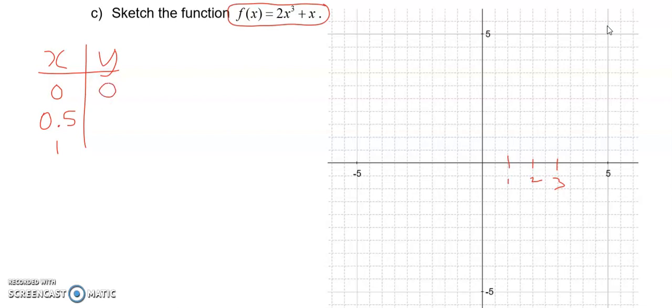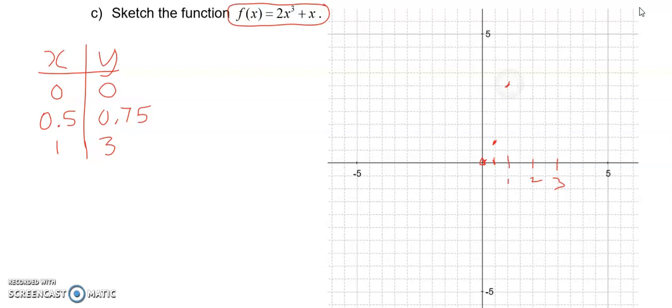If you plug in 0.5 for x, I've already got the calculations done, but you can type them into your calculator. You're going to get back 0.75. And if you plug in a 1, you're going to get back a 3. Okay, well that's pretty good for the positive side. We have 0, 0 right there. We have 0.5, which is half, which is 1 block over. And 0.75, let me see, that would be approximately there. Okay, and then I have 1, and I have 3, so it's actually fairly sharp.